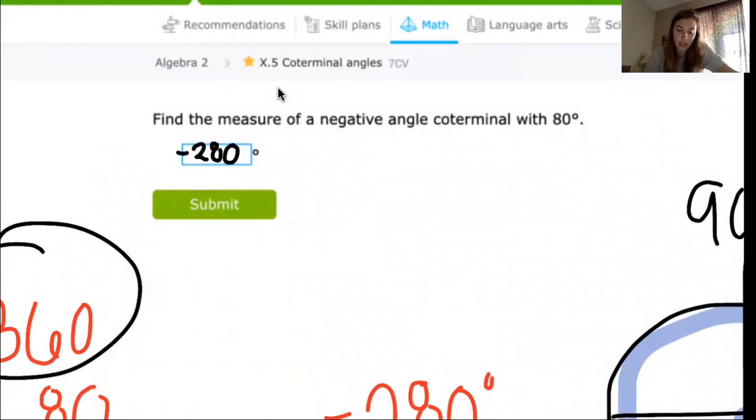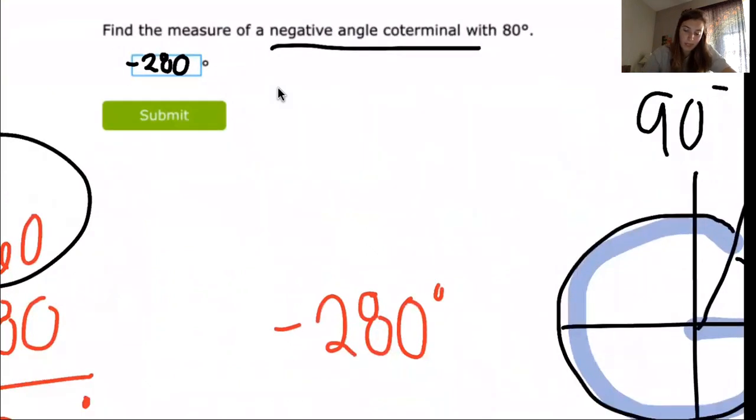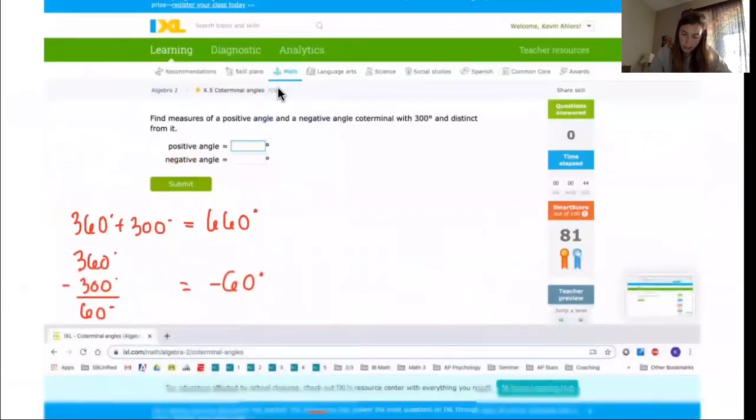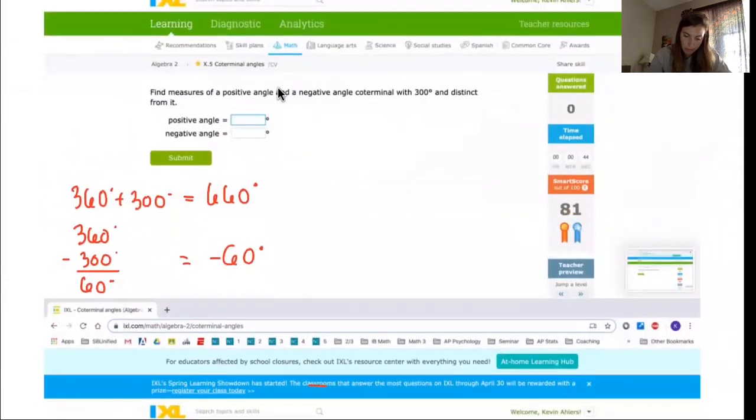So the negative angle coterminal is negative 280 degrees, because that looks like the same thing as a positive 80 degrees. Okay, almost done with this one.